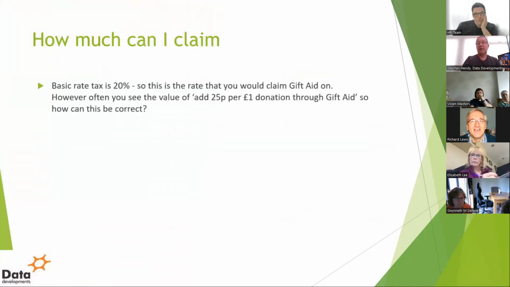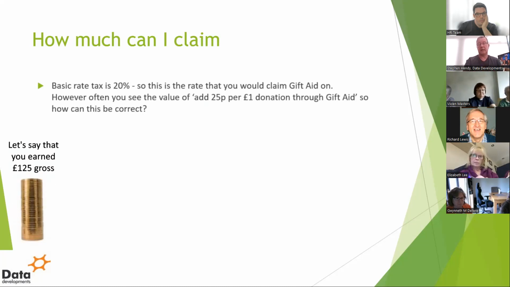How much can you claim? At the moment, basic tax is 20%. Next April, it will change to 19%. So just a warning for everyone: the amount of Gift Aid you'll be able to claim from next April onwards will be dropping to 19%, so you'll see a drop in the amount you get. But how's it calculated? At the moment it's 20%, but you'll often see that for every £1 donated, add 25p for Gift Aid. That can create confusion. People think, oh, Gift Aid is 25%. Well, no, the basic rate is 20%.